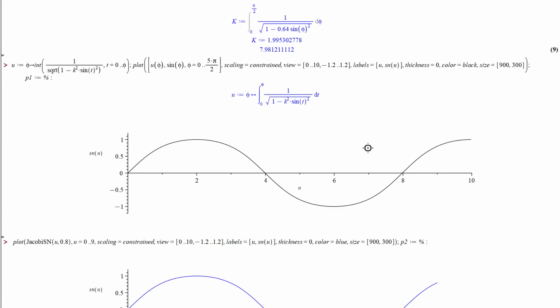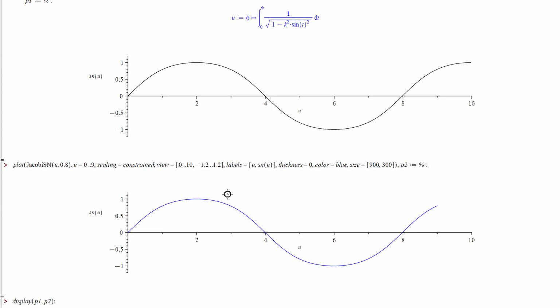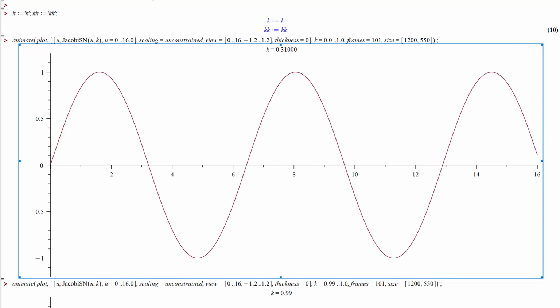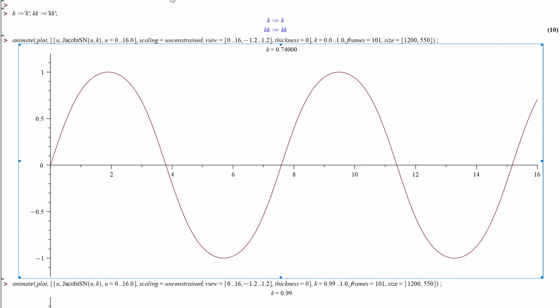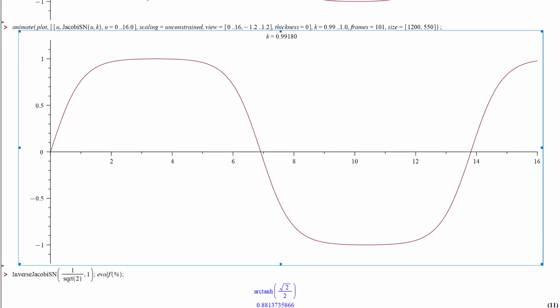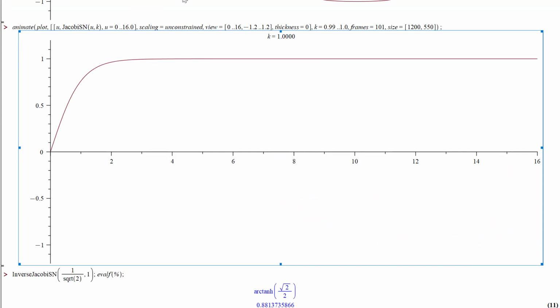Anyway, so here's the graph of SNU, horizontal axis u, vertical axis sine phi. So u of phi, sine of phi. If you want to look at the graph for different values of k, when k is 0, it's actually just regular sine u. But then as k gets bigger, it gets distorted.